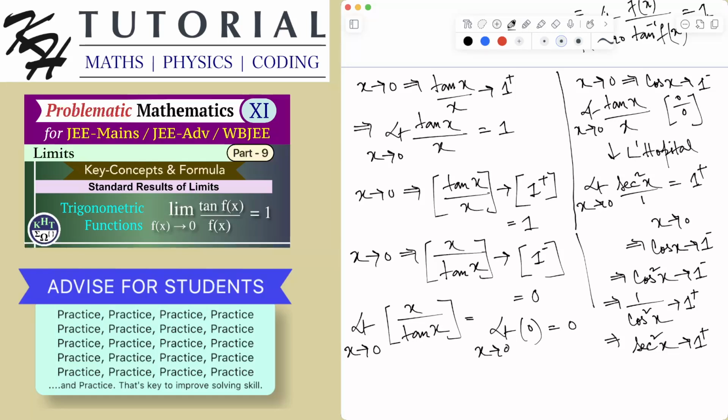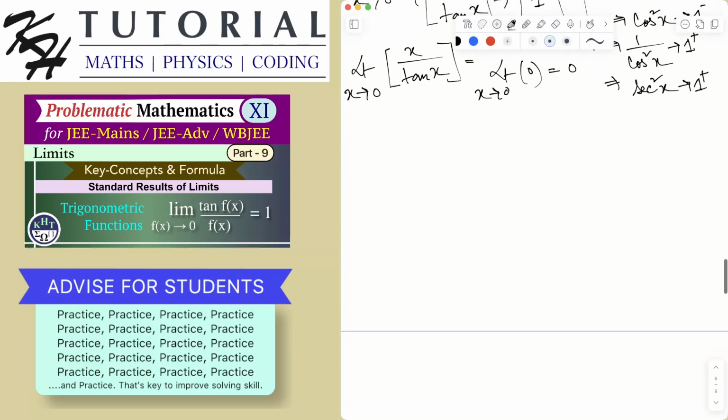So you must be very careful about this, that tan x by x tends to 1 positive when x tending to 0. Obviously then x by tan x will tend to 1 negative. Okay. Now this was the function of tan. Let's see tan inverse.